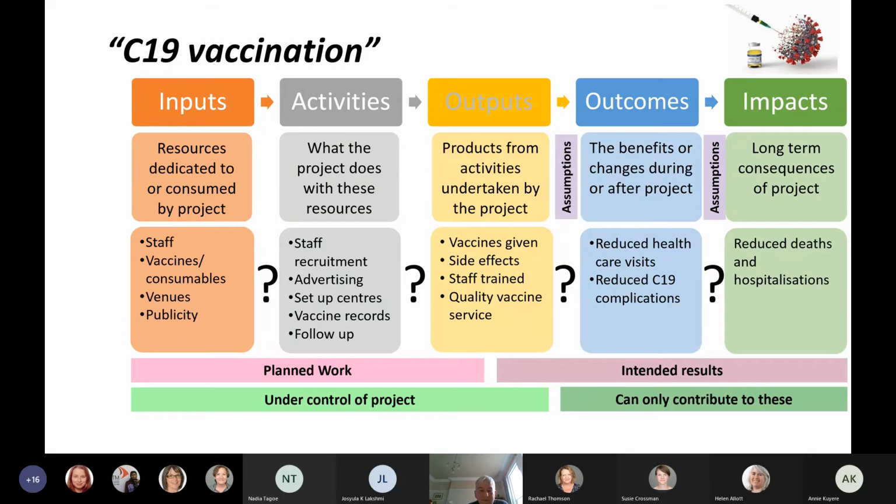So it might be things like access to healthcare centres is available, or people trust the healthcare system. You can think of any number of reasons why your outputs might not directly lead to your outcomes, or what might stop them.